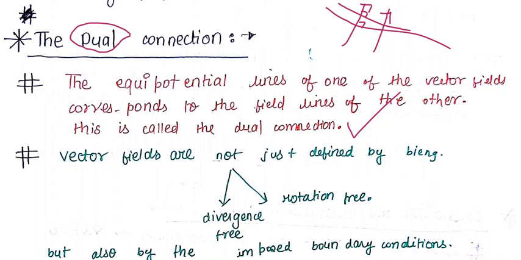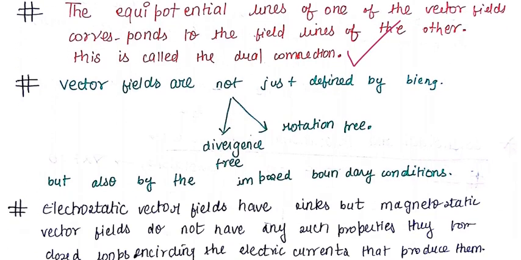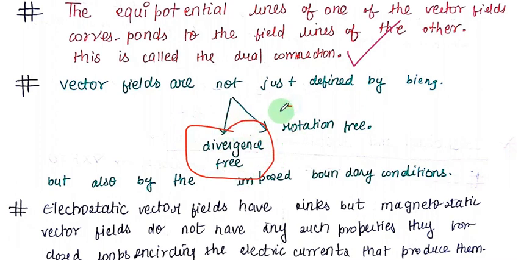Okay, so it can be asked that they will give you the potential function and they will ask you about each and everything, the dual field. Actually the corresponding field is called the dual field. Okay, so the name is generally the dual field. So here vector fields are not just defined by being divergence free and rotation free. That is not the single thing that defines a vector field. It should be divergence free and it should be rotation free. There are many other factors involved in this, but also the imposed boundary conditions. So here we have the imposed boundary conditions.